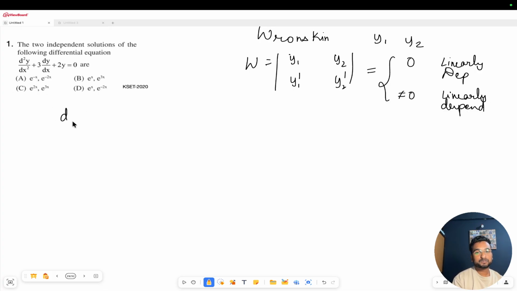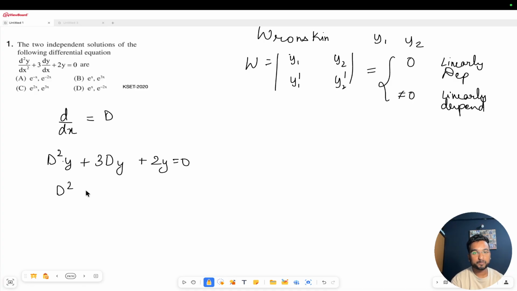For writing the auxiliary equation, you should know that dy/dx is written as D. So first you write d/dx as D, then d square by dx square will be D square. So this equation will be D square y plus 3Dy plus 2y equals 0. You can take y common, so it will be (D square plus 3D plus 2) y equals 0.